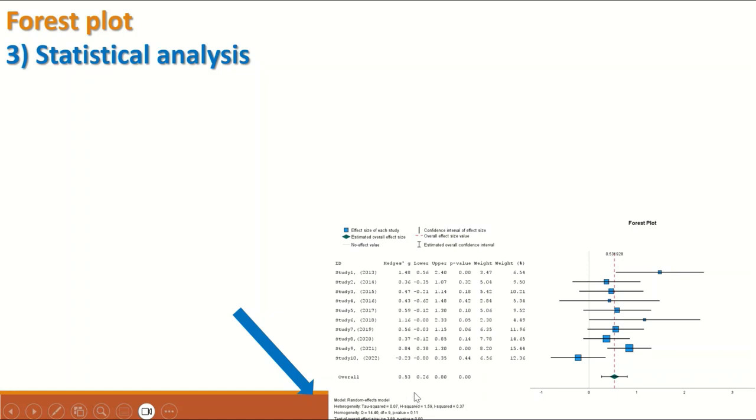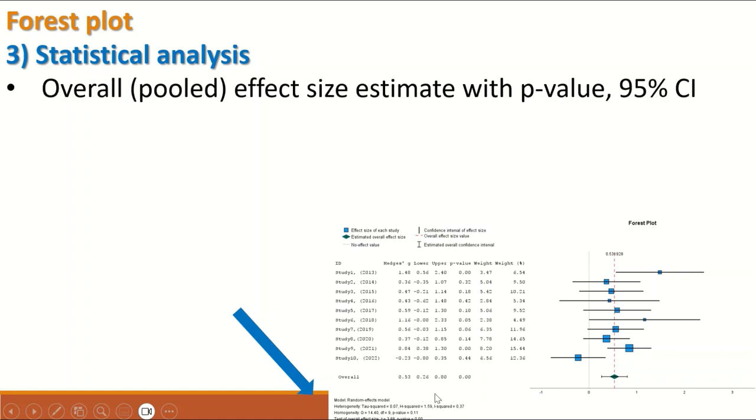which is the overall estimate of the effect size. So it shows the overall or pooled effect size with p-value and 95% confidence interval. And it's shown here also the overall effect size, which is Hedges' g, 0.53, and the 95% confidence interval given with a p-value.